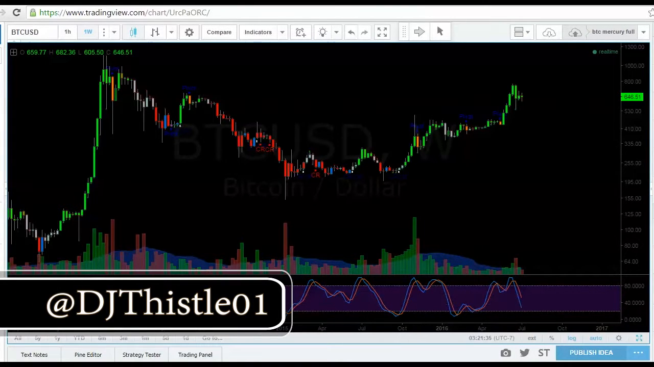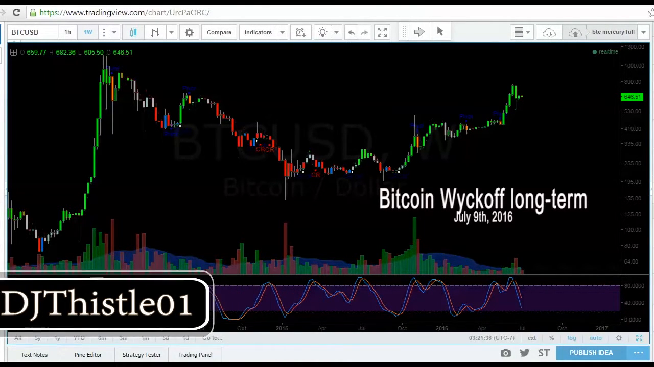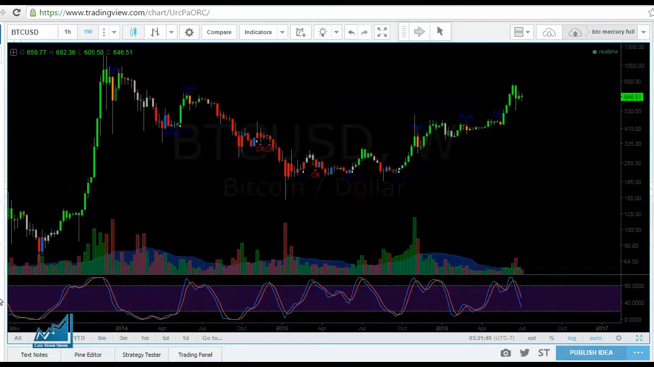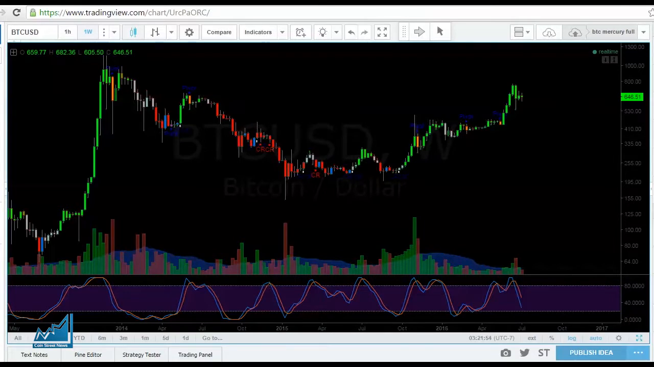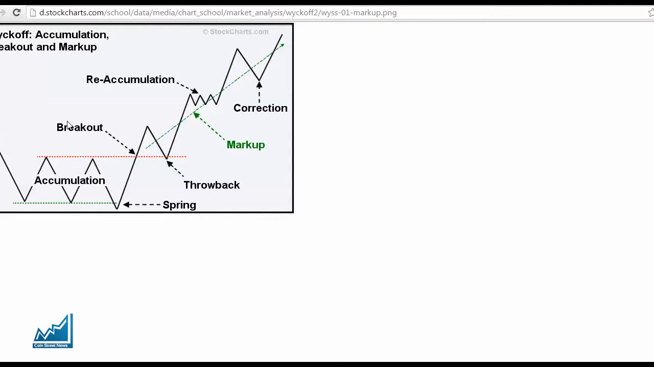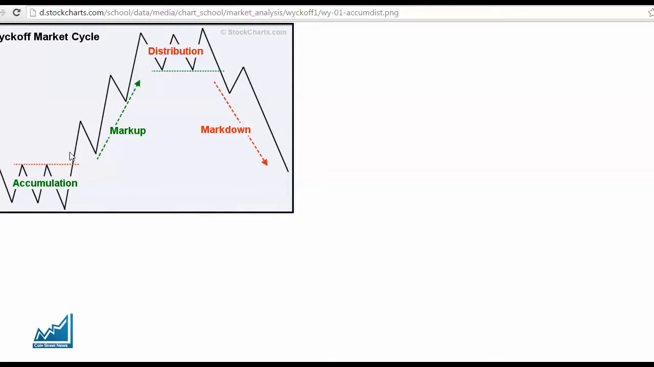Take a look at Bitcoin US dollar in relation to the Wyckoff market models and why I think the long-term potential is still upwards. This is the weekly chart from Bitstamp. If we look at our first Wyckoff breakout model, we have accumulation, breakout, throwback, up for reaccumulation, and then a correction, and this pattern keeps on moving like this till you hit distribution and down.